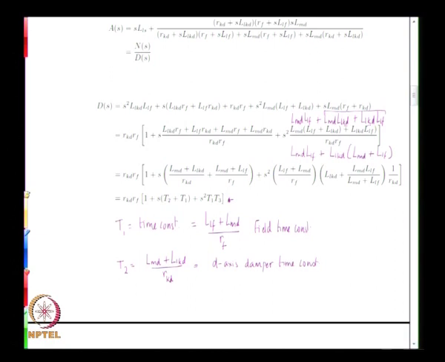There is yet another term T3 which is LLKD plus LMD LLF by LMD plus LLF. Together the whole thing denotes an inductance divided by this resistance of the damper. So, this is another L by R ratio. Now, let us look at how this expression is related to the equivalent circuit itself.